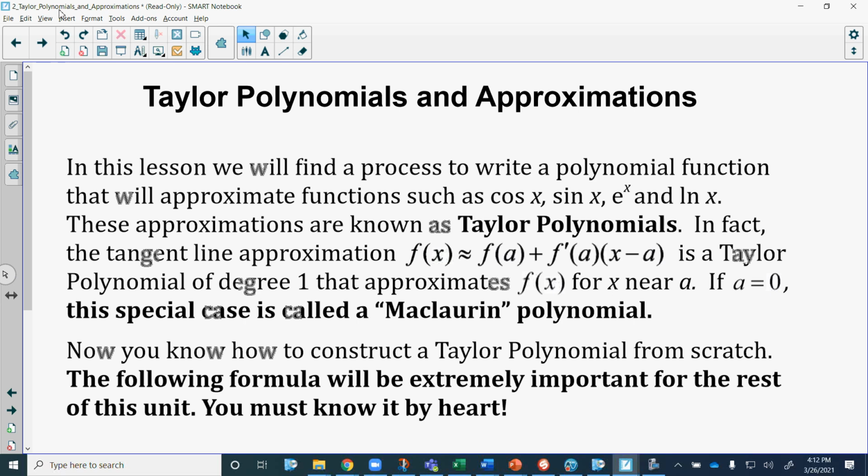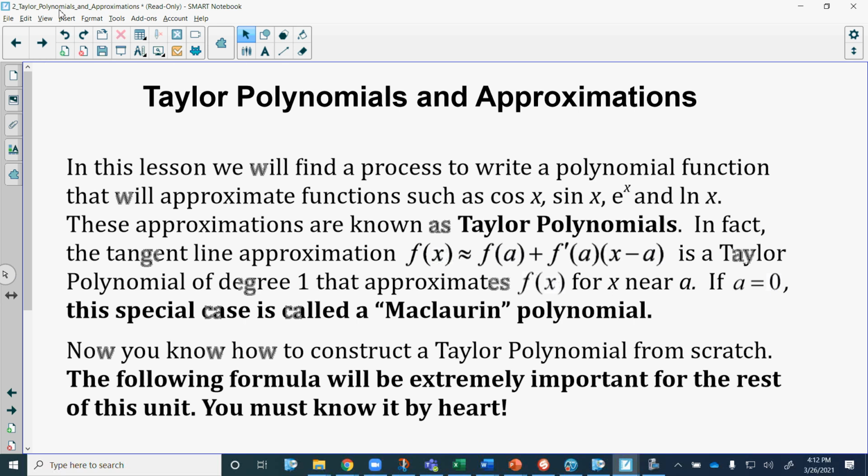What we're going to be focusing on in this video is how we can write Taylor polynomials for certain functions and how we can use Taylor polynomials to identify values at any given point of a particular derivative, like the second derivative, third derivative, and so on.